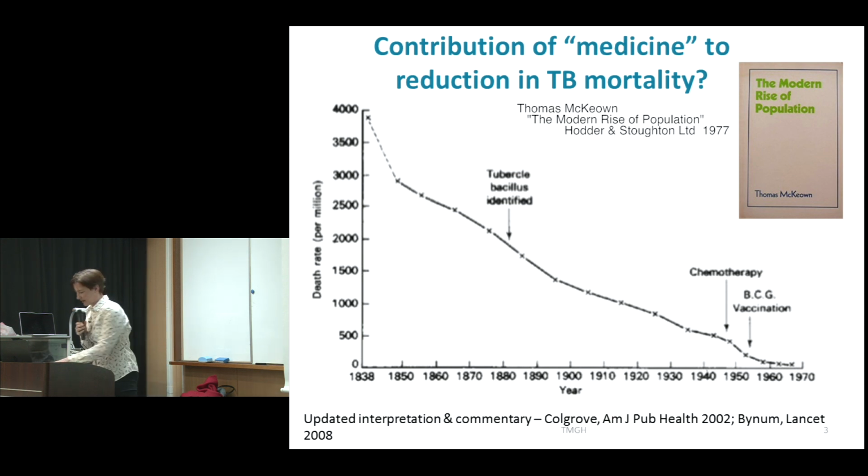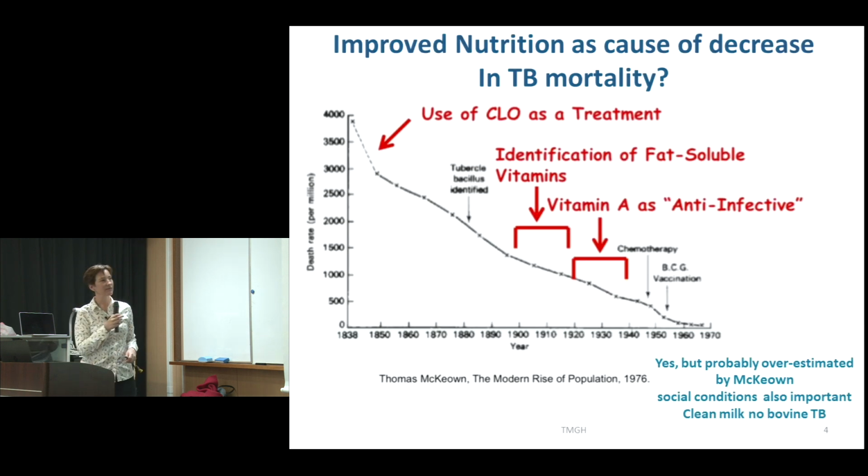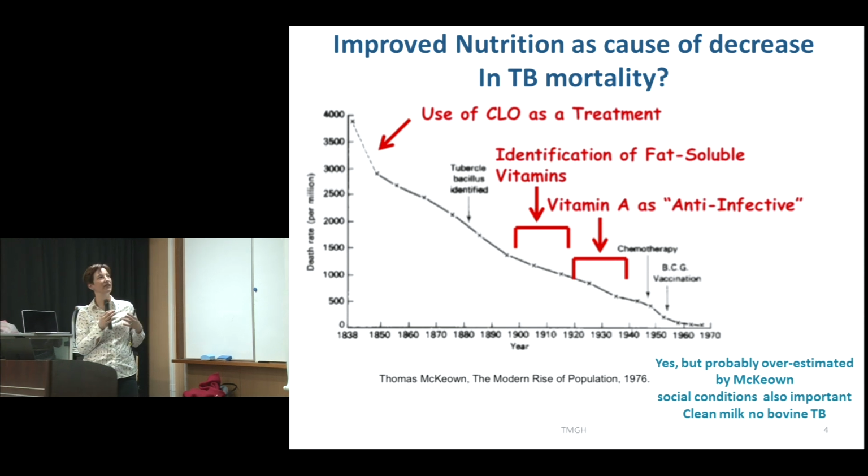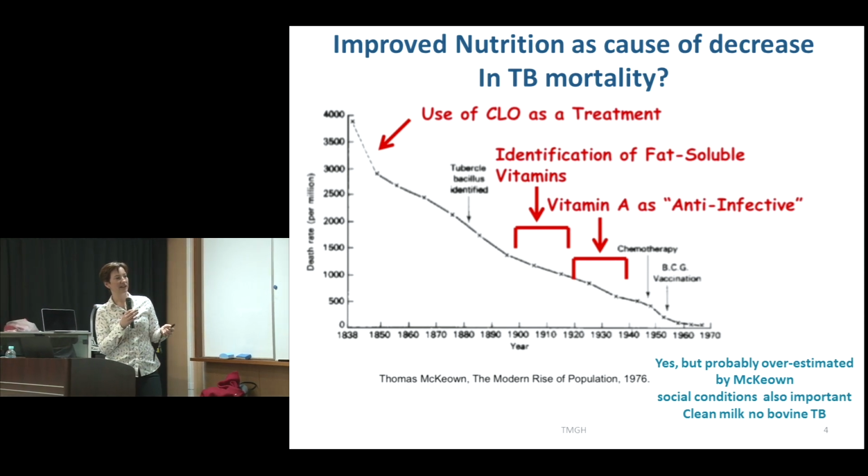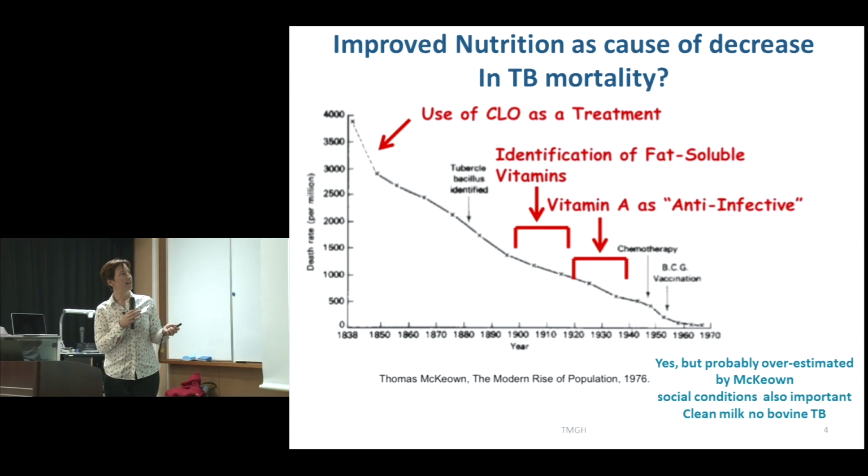So the social side of things has a big impact, and nutrition is a big determinant of that. This is just a little bit more detail on that previous figure, showing again that this is CLO, I mean cod liver oil.